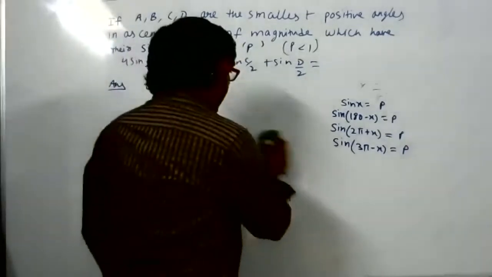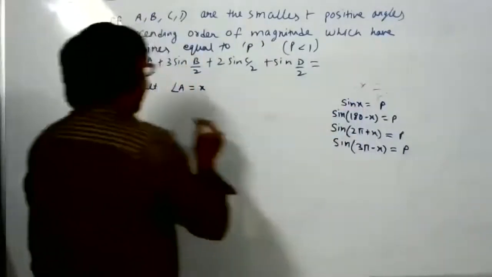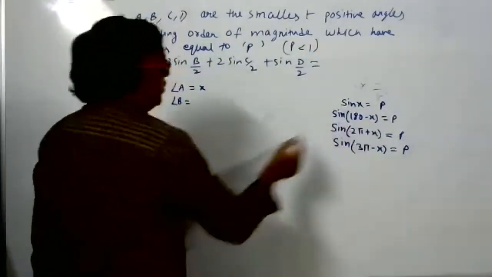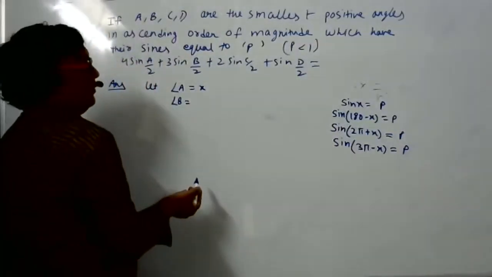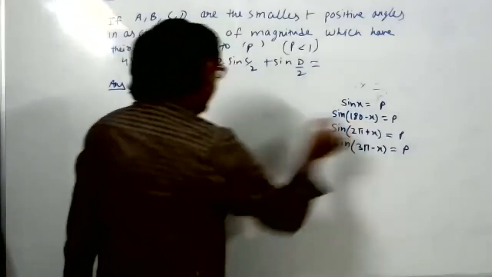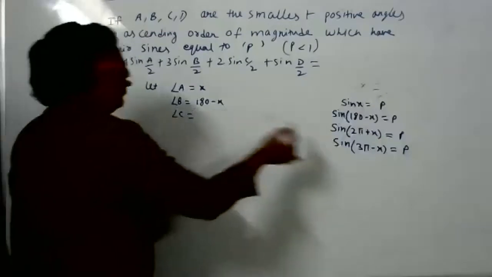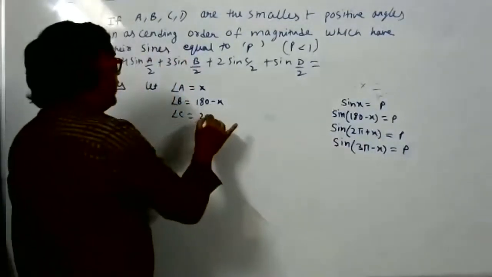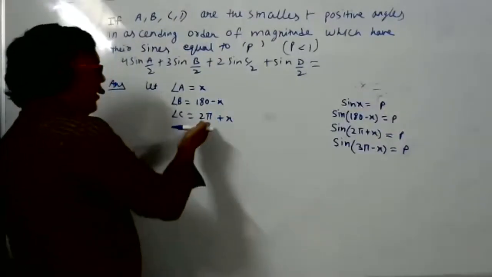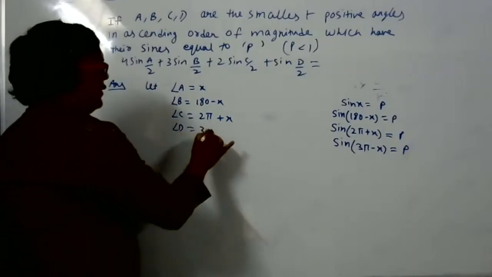So now what we got? The first angle A is x. Angle B, how much, students? Pi minus x, 180 minus x. What is the angle C? 2 pi plus x, because they told ascending order. And angle D, 3 pi minus x.